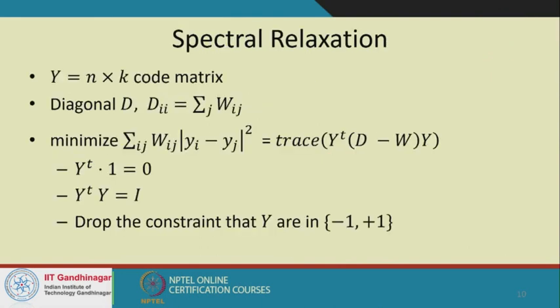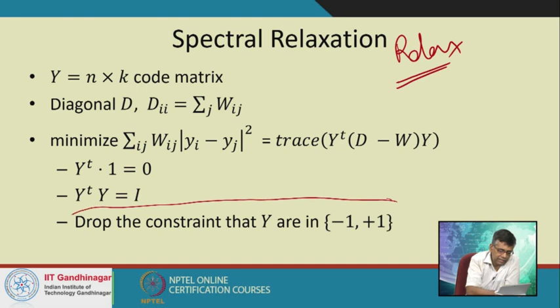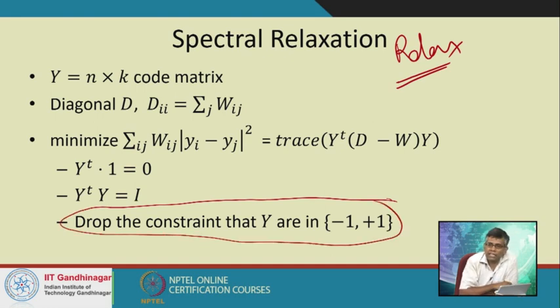So what do we do in such a setting? There's a standard trick, which is to say that we relax the problem. What does relaxing mean? Relaxing basically means dropping some constraints. And the most obnoxious constraint that we had was the one that said that all of the yi's have to be minus 1 or plus 1, that each coordinate has to be minus 1 or 1.